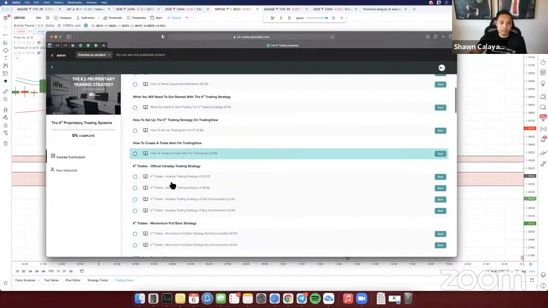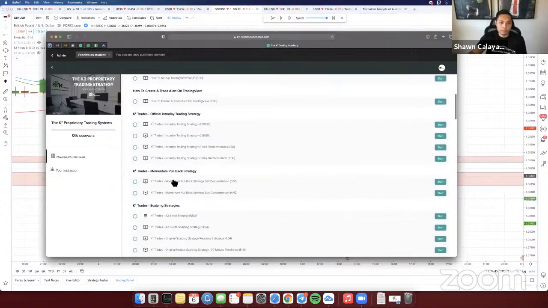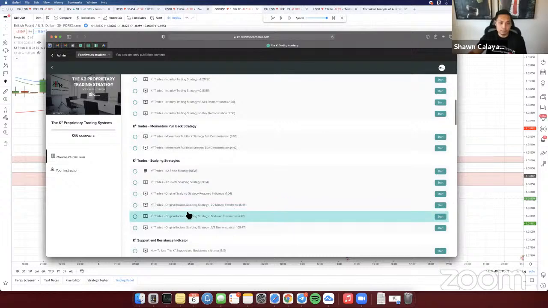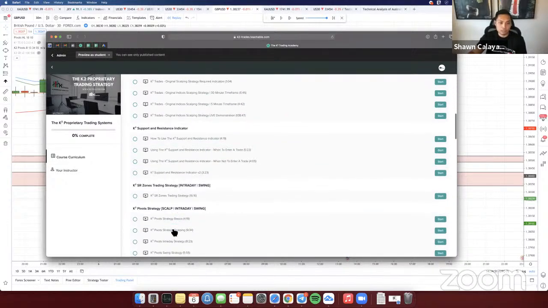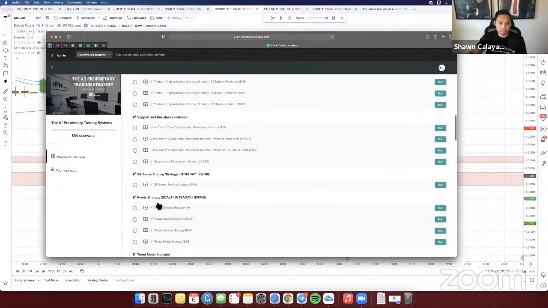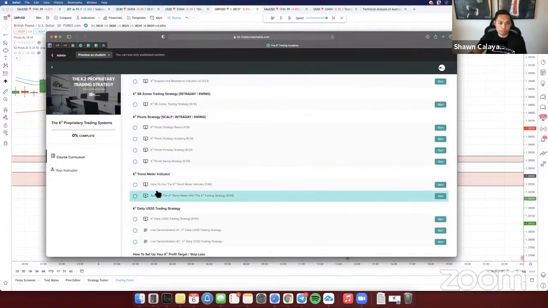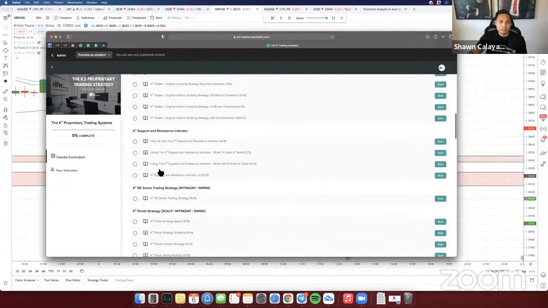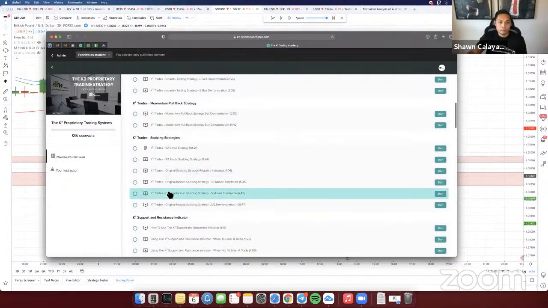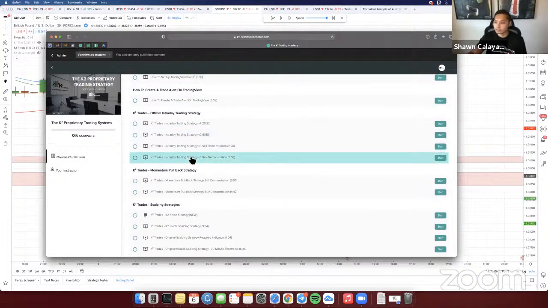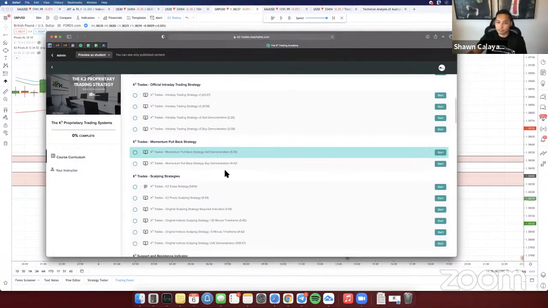We have the intraday strategy, we have the momentum pullback strategy, we have all of these scalping strategies, about 3 different ones here. We also have the K2 SR strategy, the K2 pivot strategy, and I think that's it for now. So we have about, let's see, 1, 2, 3, 4, 5, 6, 7 strategies that you can use for Forex. Depending on which one you like, I can show you.